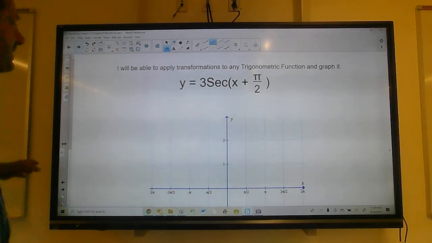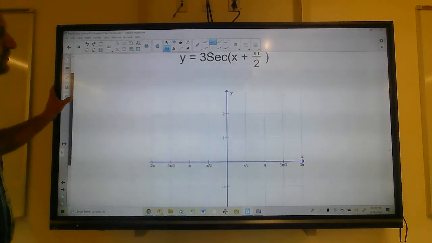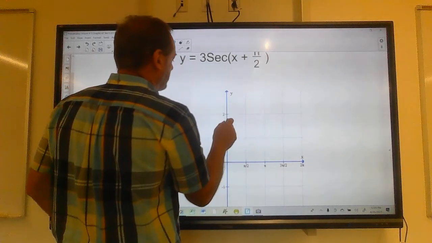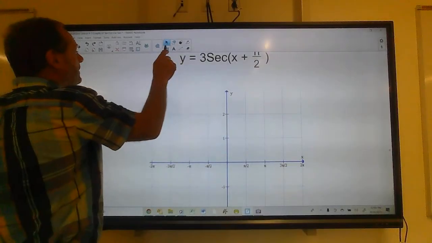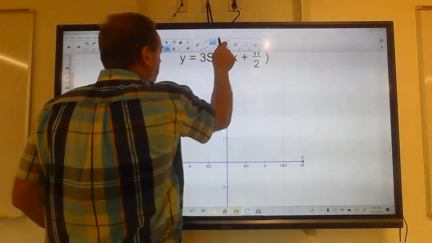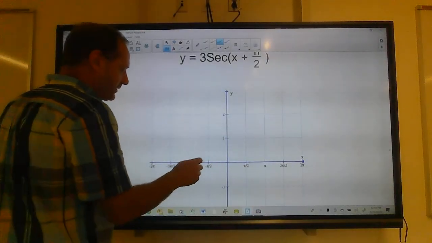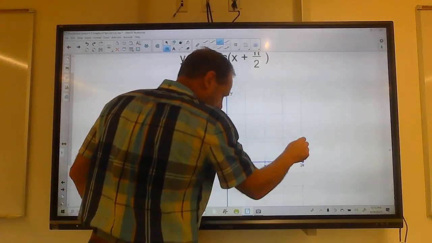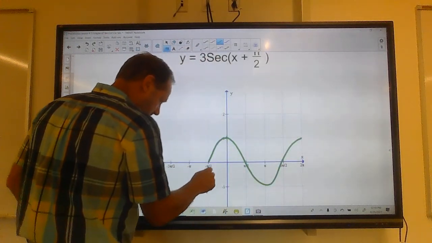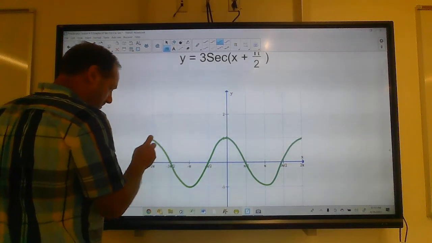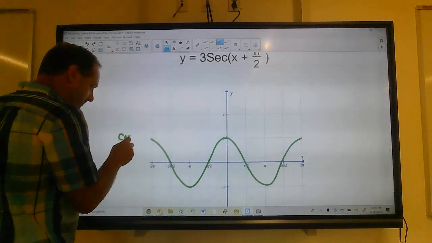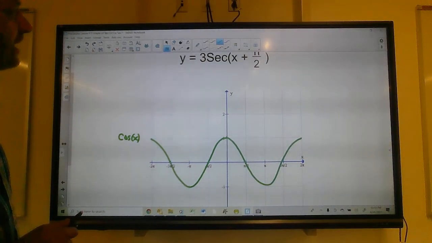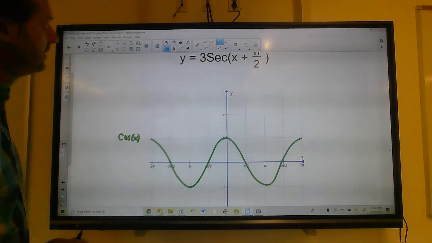Okay, 3 secant x plus pi over 2. All right, so this is one secant. I'm going to start with a cosine. Cosine looks like this. I'll go ahead and label that cosine. Okay, cosine, let's do the 3.